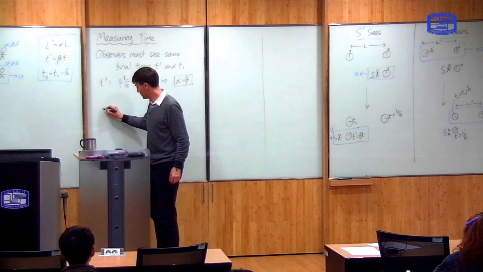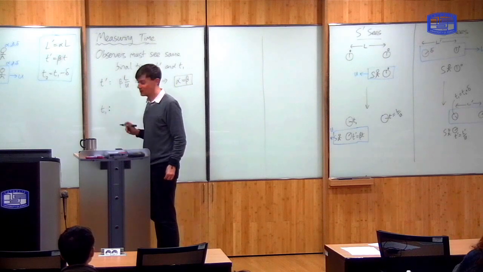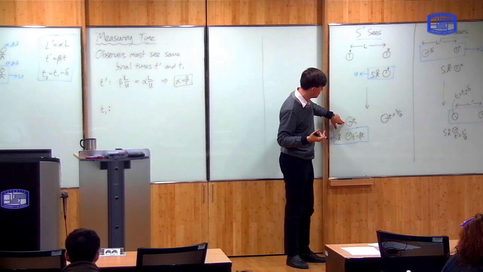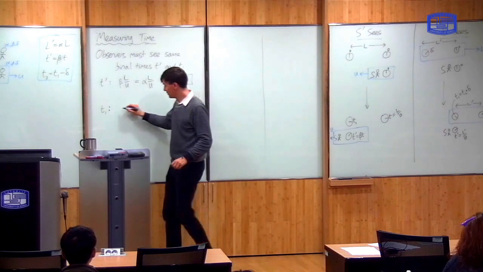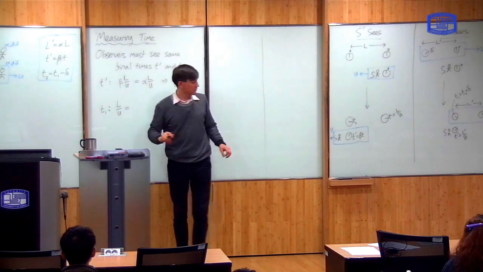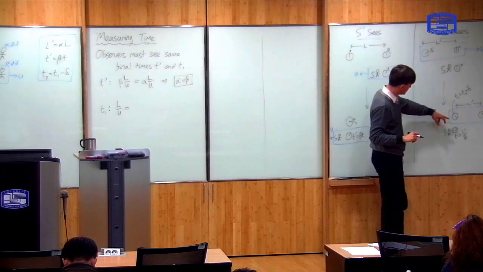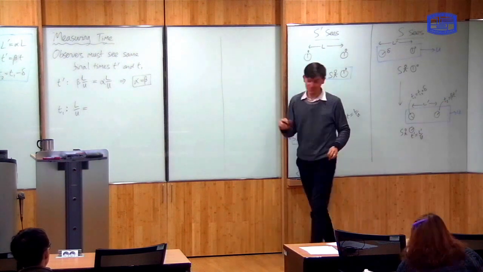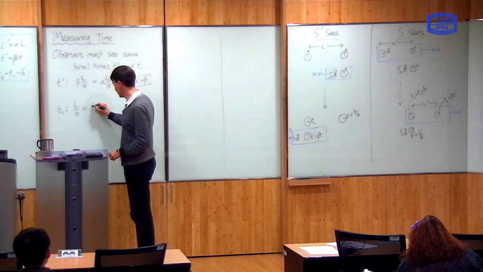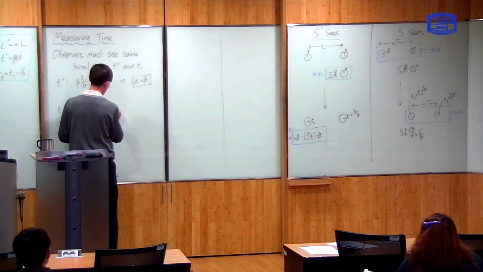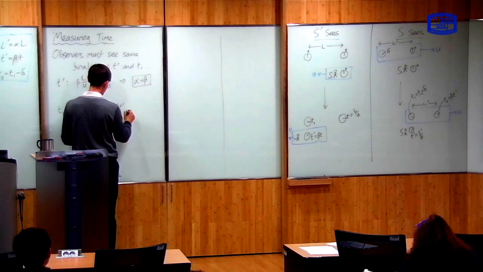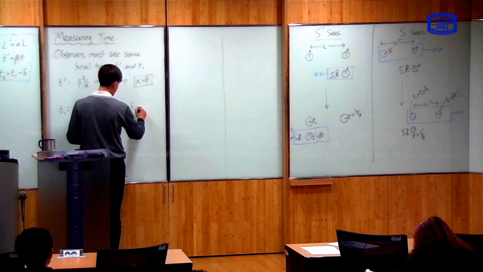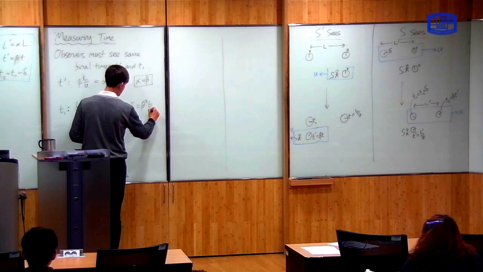But if I look at what it means that both observers measure the same time t1, then I do get something different. This observer measures time t1, which is just L over u. And this observer measures time t1, which is t2 plus delta, and t2 is beta t prime. So let me write it out. L over u is equal to t2 plus delta, which is equal to beta t prime plus delta. And then I can use the expression for t prime here. This is equal to beta squared L over u plus delta.